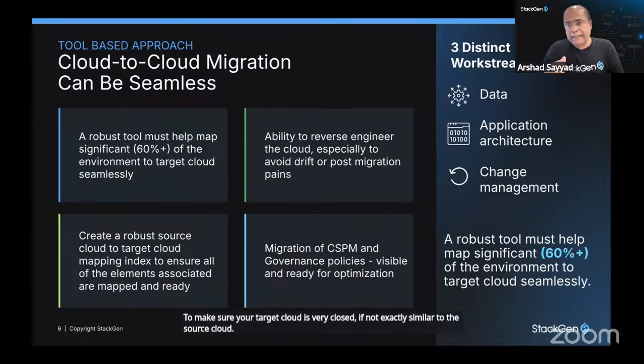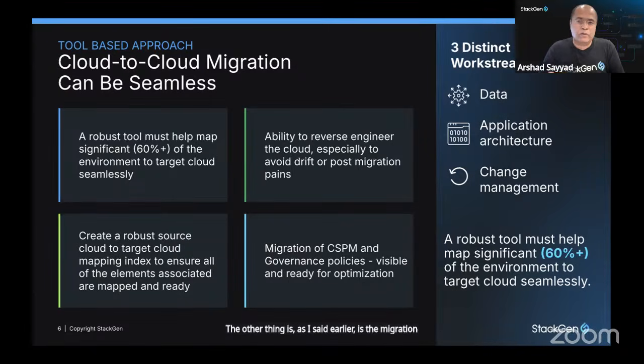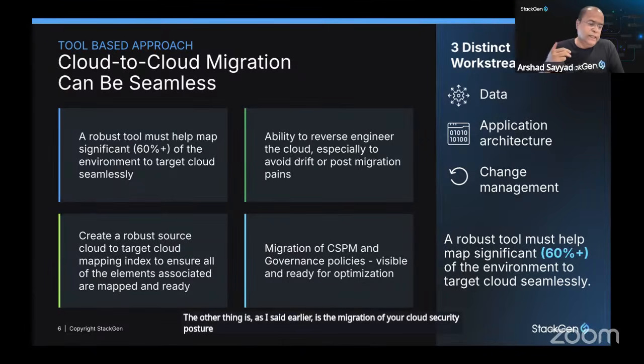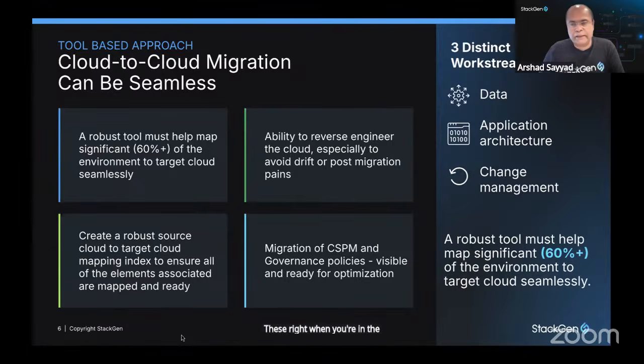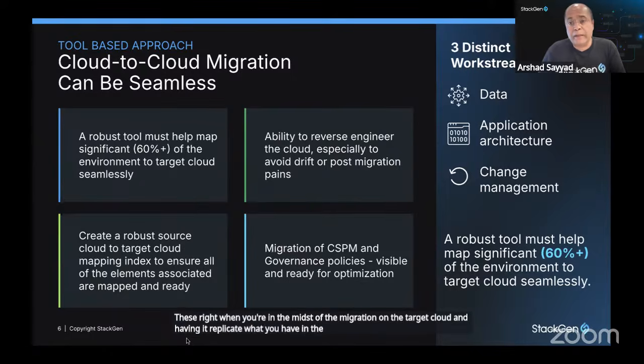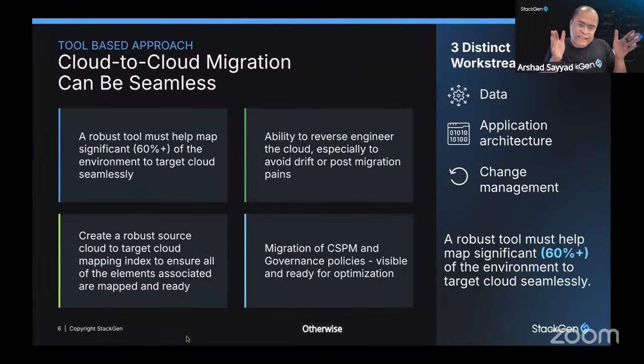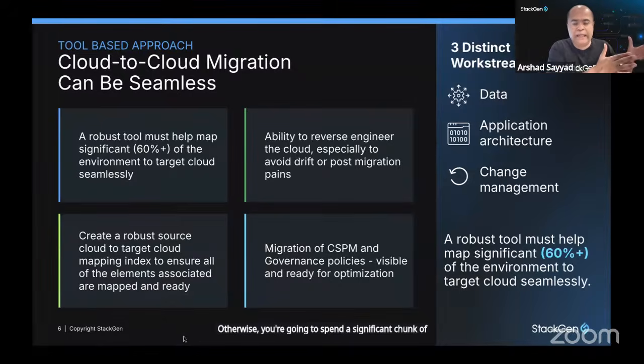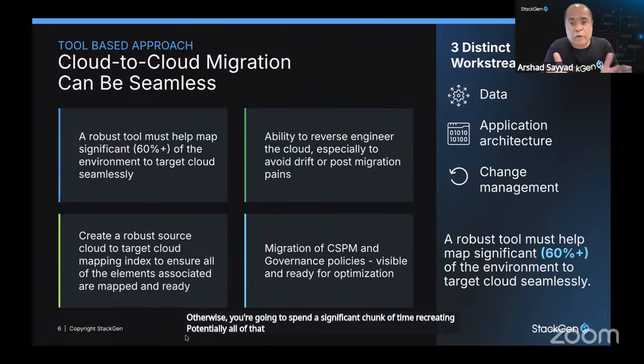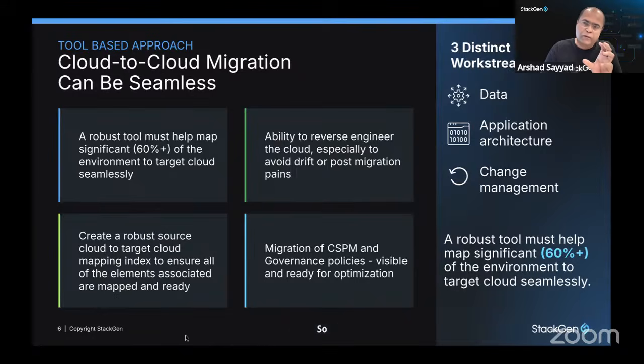The other thing is, as I said earlier, the migration of your cloud security posture, your governance, compliance, security policies. Having a rules engine that allows you to apply these right when you're in the midst of the migration on the target cloud and having it replicate what you have in the source cloud is extremely important. Otherwise, you're going to spend a significant chunk of time recreating potentially all of that and maybe missing that in the process if you're trying to do that manually as well. So that's another area we have found is important to focus and make sure that you're able to migrate through an automated manner.